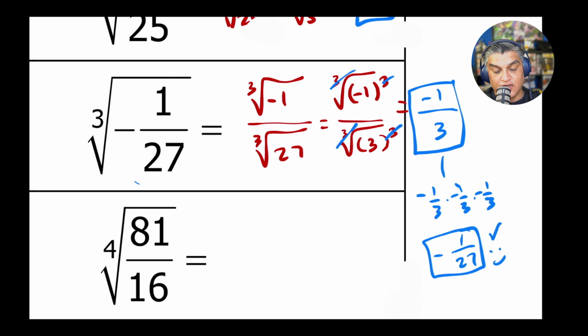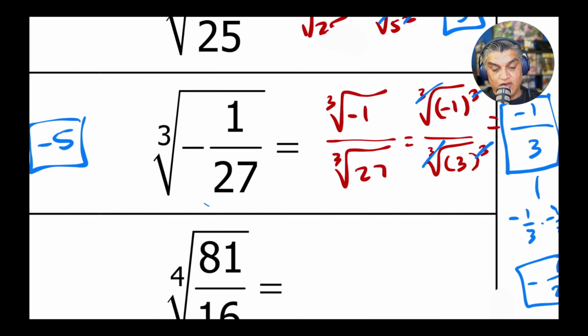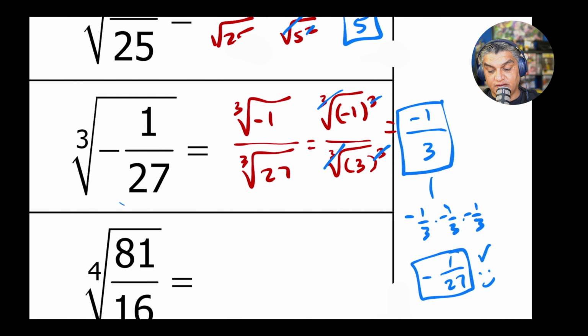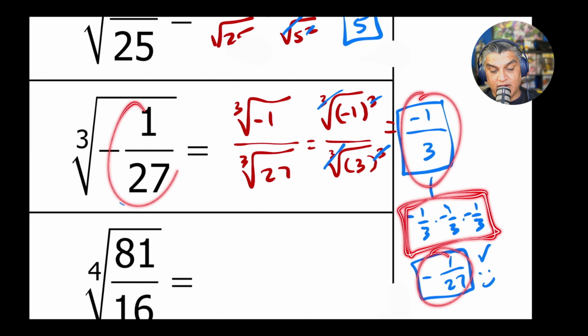So again, cube root is just the inverse of cubing something, or you can think of a cube root as asking, what can I multiply to itself three times to get this number? That's what a cube root means. And the answer is negative one-third, because if I multiply this to itself three times, I get that number, the radicand.